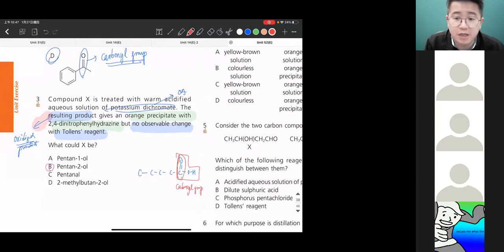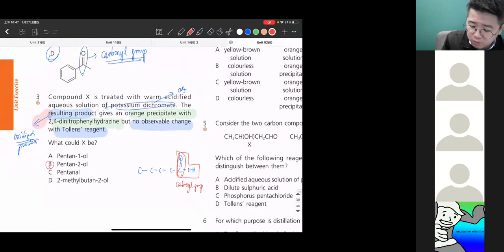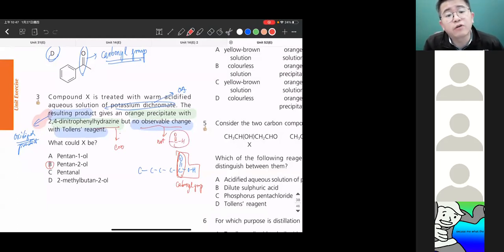Why not D? Of course, A is not correct because it will not form any ketone. How do we know that it's a ketone? This contains a carbonyl group with no observable change in Tollens' reagent, which means that it is not an aldehyde. You have a carbonyl group but not an aldehyde, so of course it must be a ketone. The unoxidized form, the reactant, is a secondary alcohol. You get my point.